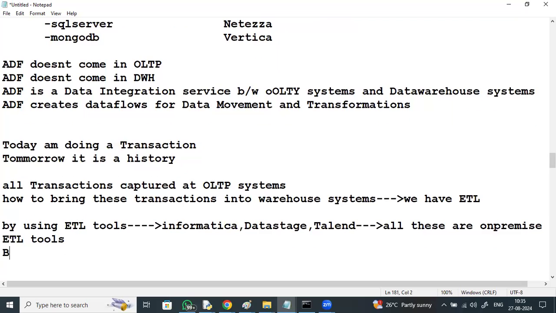But I need an ETL tool on cloud. I need an ETL on cloud. What is that? ADF, right? Yes.